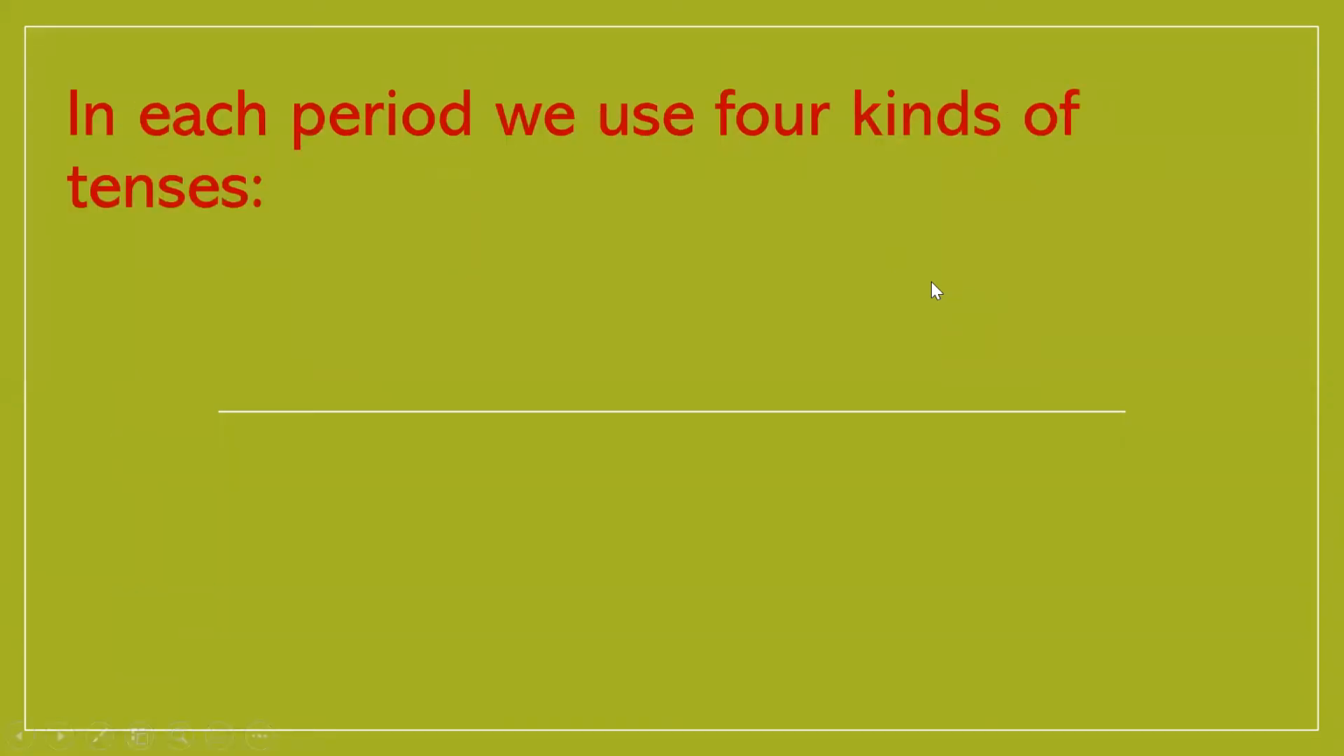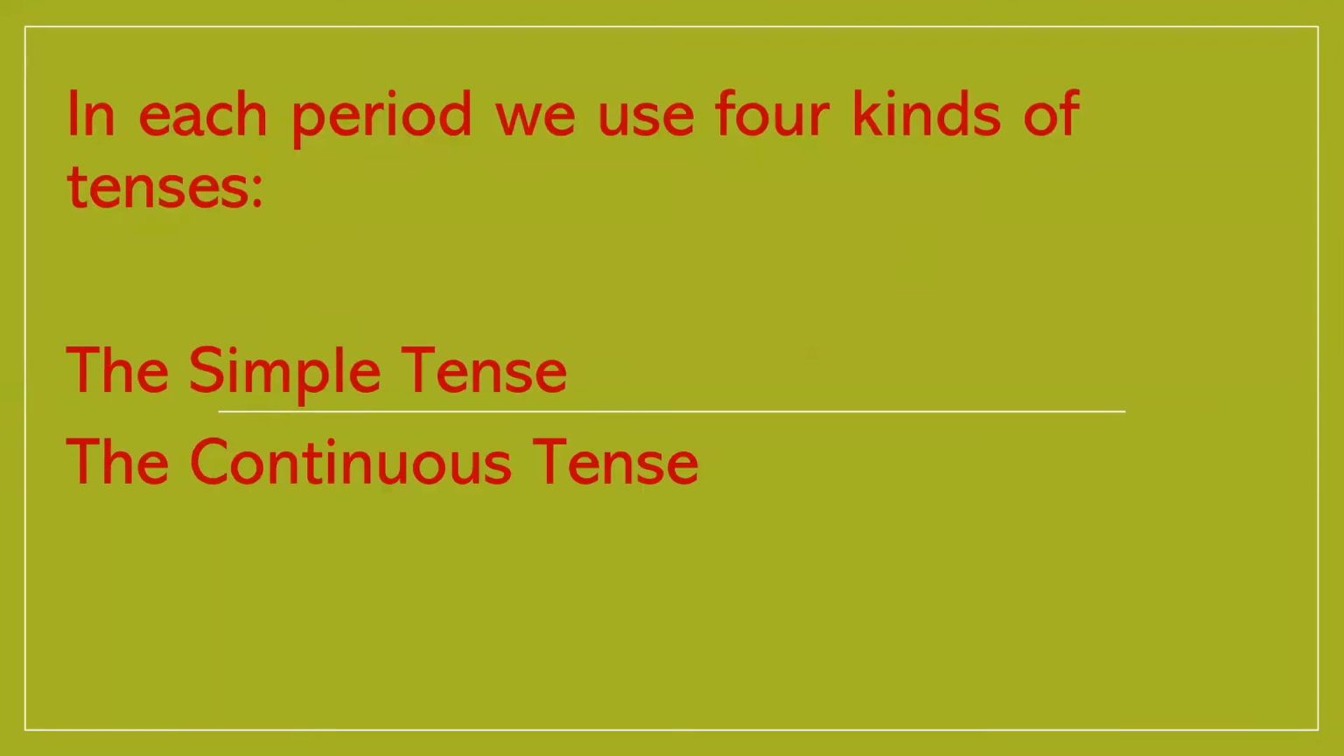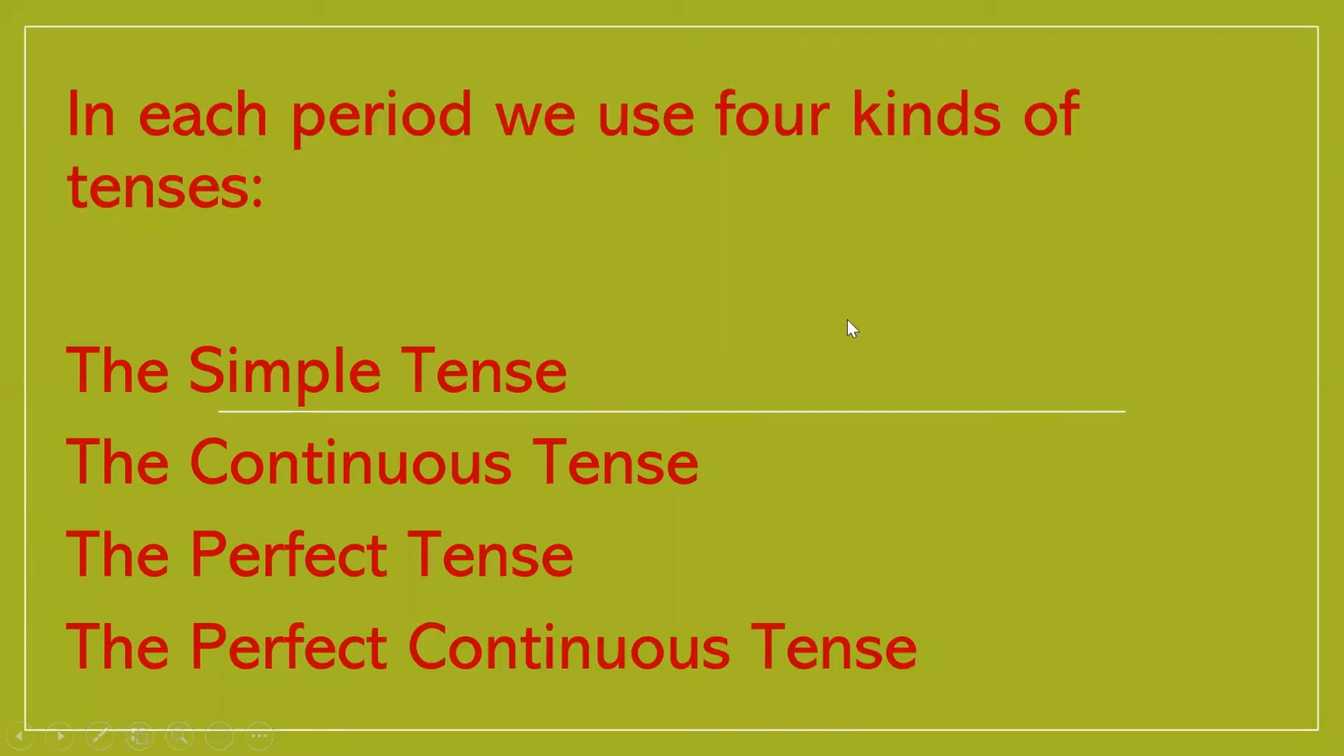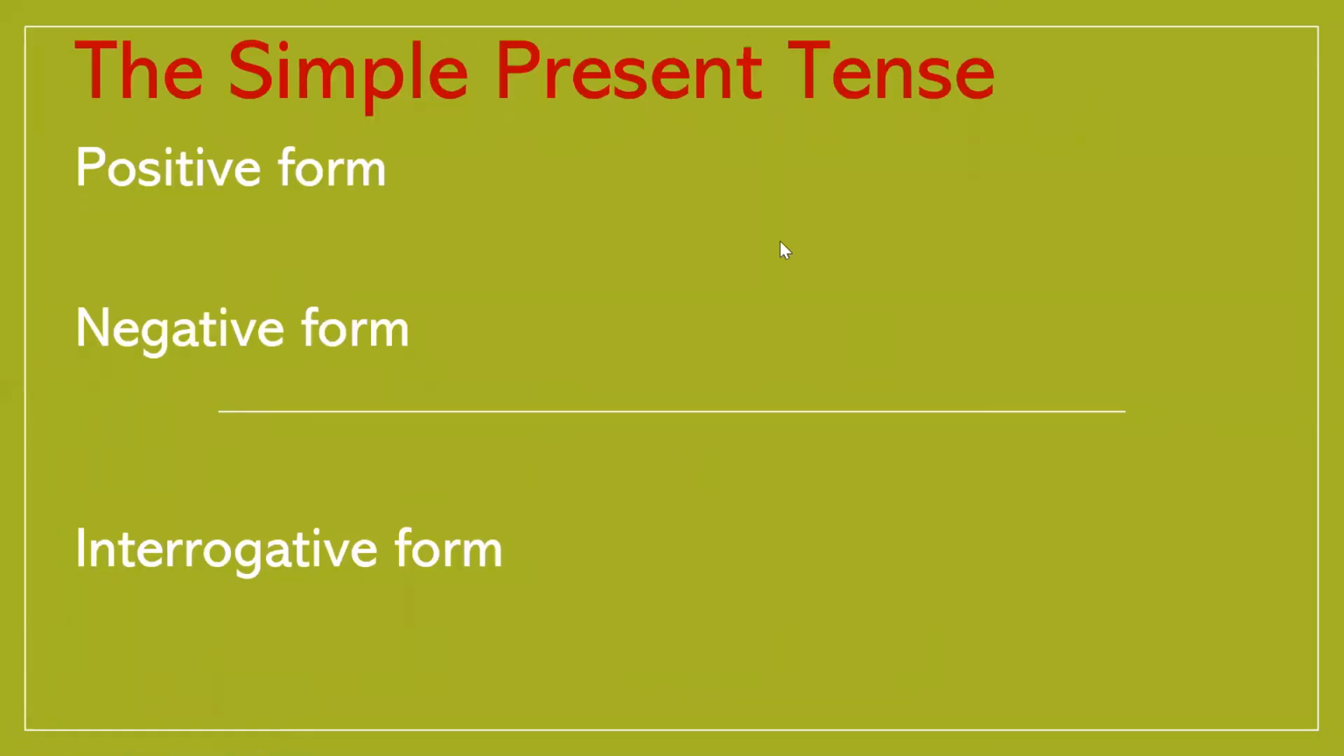Now, in each period, we have 4 kinds of tenses. We all know what the 4 kinds of tenses are. What are the 4 kinds of tenses? Kinjal, reply. Ma'am, simple tense, continuous tense, perfect tense, and perfect continuous tense. Yes, simple tense, continuous tense, perfect tense, and the perfect continuous tense. Now we'll move on to the simple present tense.